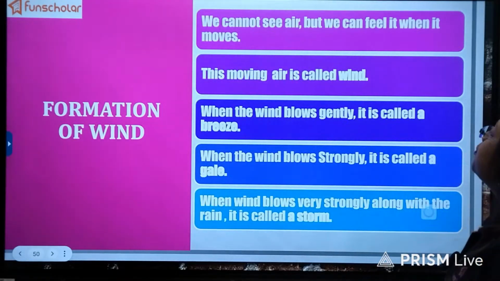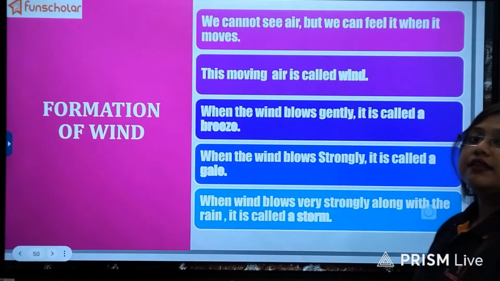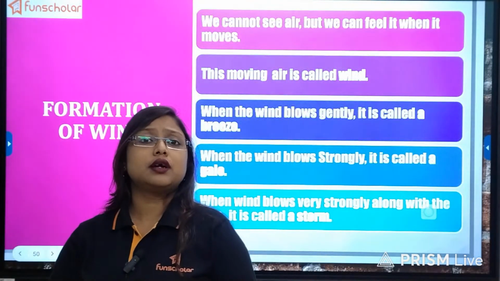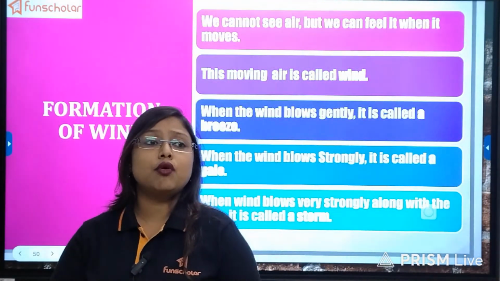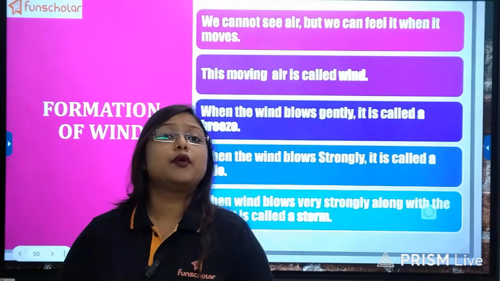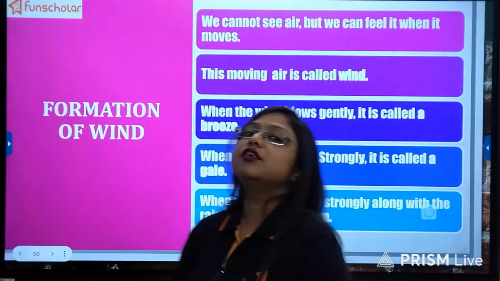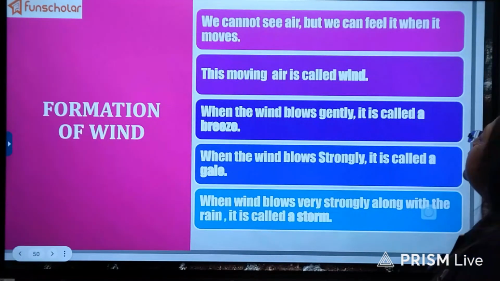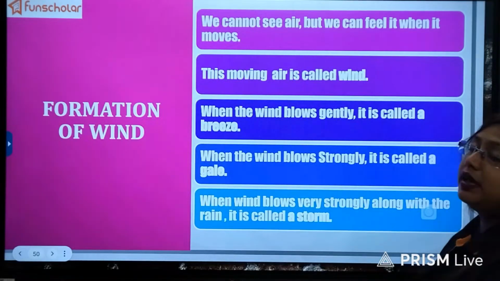This moving air is called wind. We say that wind is blowing around us, or maybe in a storm. We usually say, "Outside there is a lot of wind blowing." This is what actually wind blowing is. When the wind blows gently, it is called a breeze.